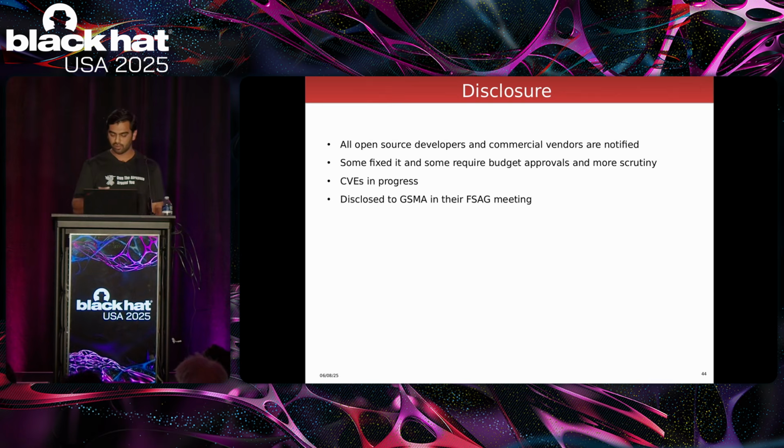Some recommendations going forward. We disclosed it to all the open source developers as well as the commercial ones. At least some of them have already fixed it, and we are still working with some of the vendors to fix them. There are also some CVEs in progress. This research has already been disclosed to GSMA. We did it in one of their FASG meetings. They were happy to learn about this, and also a bit surprised to see why modern UPFs, modern 5G core networks, are still affected by a vulnerability that was repeatedly told to be fixed in many documents and so many places.